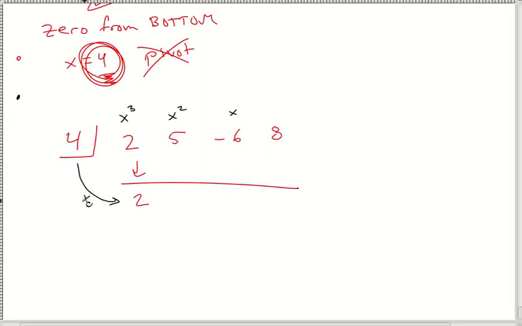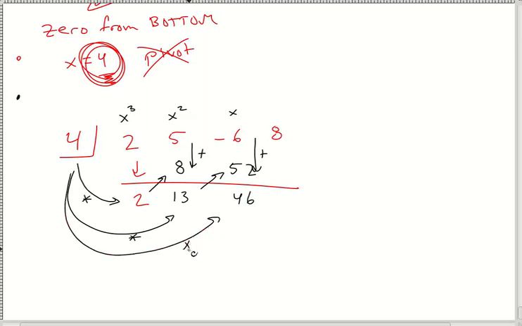4 times the 2 is 8. 5 plus 8 is 13. 4 times the 13, calculator, 52, probably should just look at my notes there. -6 plus the 52, 46. 4 times the 46, 184, and then 184 plus the 8, see right here, 184 plus the 8 makes 192. And that's your remainder.